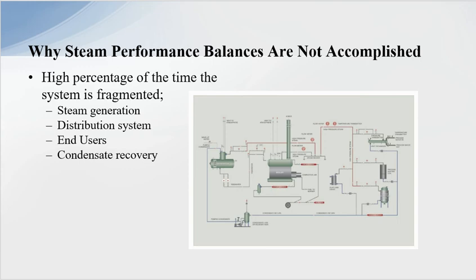One of the things is, why are balances not accomplished in the system? A high percentage of times the system is fragmented. Steam generation is one quadrant of the operation in the plant. Steam distribution is another. End users, production, is another quadrant, and then we have the condensate recovery system.